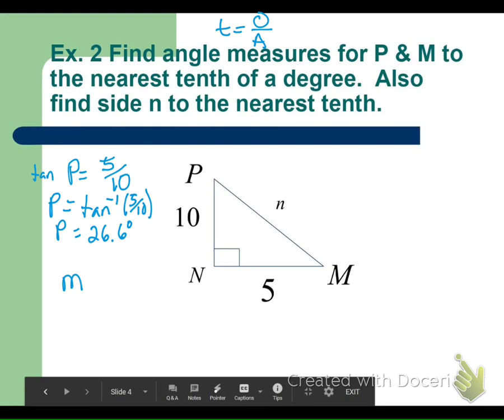Opposite and adjacent, which means we're using what? Tangent, yep. So tan of angle M equals opposite of M is 10. Adjacent to M is 5. So to find that angle, we have to apply that inverse. So M equals tan inverse of 10 over 5, which is just 2, which equals how much?